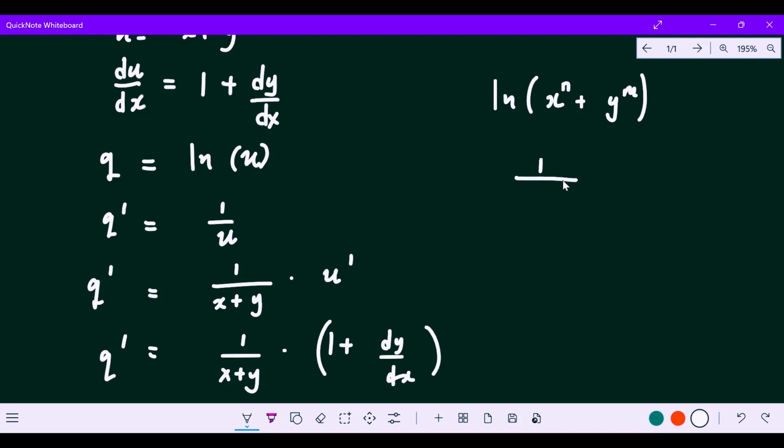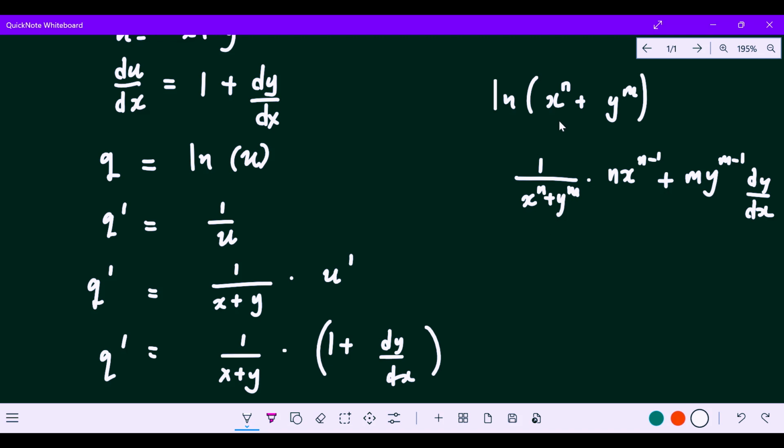1 over x to the power m plus y to the power m, multiplied by the derivative of this guy here, right? You drop the power, which is n, x to the power n minus 1, plus m y to the power m minus 1 and then dy dx. Please take note of that.